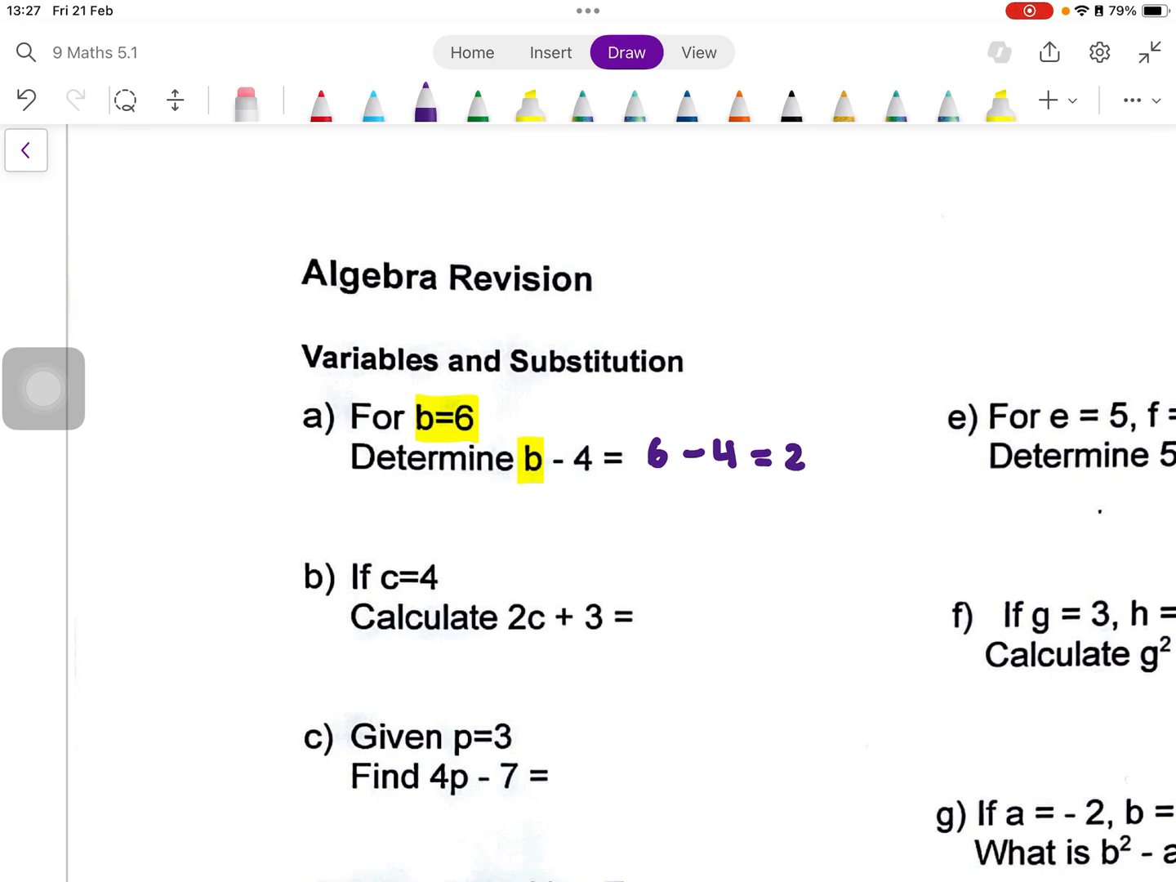Use the same technique, we are going to answer question part B. If c is equal to 4, what is 2c plus 3? 2c means 2 times c, and then plus 3 to it. So 2 times c, so 2 times 4, because c is equal to 4, and then plus 3. So that will be 8 plus 3, which is 11.